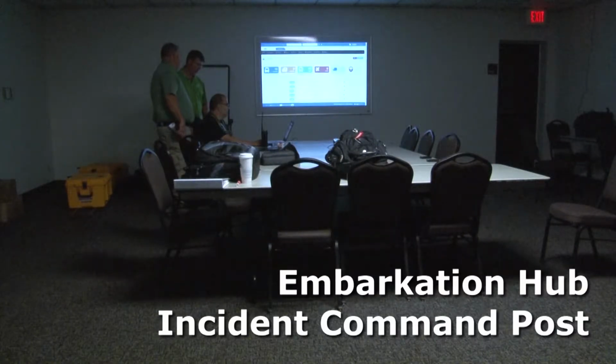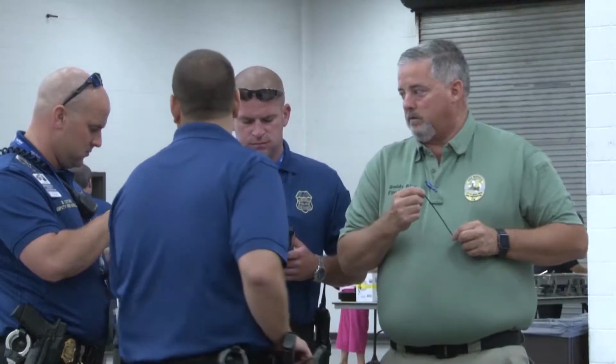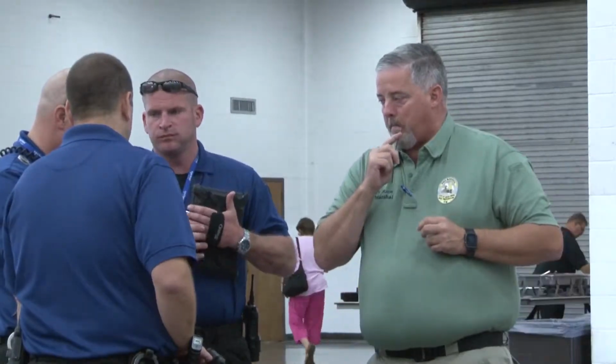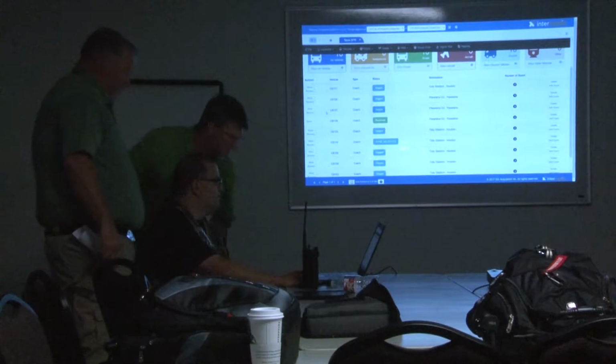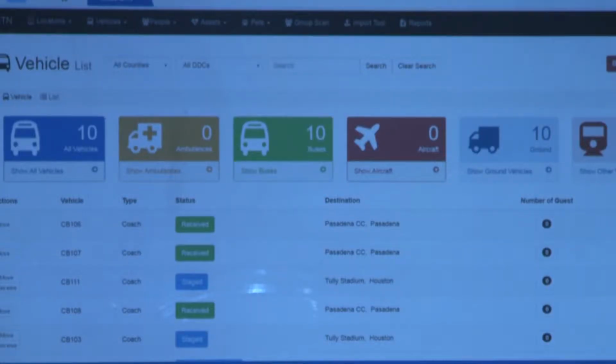The Embarkation Hub Incident Command Post should include decision-making capable representatives from all agencies assisting at the hub. It may include, but is not limited to, personnel from Local Emergency Management, Texas Division of Emergency Management, Texas Military Department, or contracted conveyance coordinators. It should operate under a unified command concept.